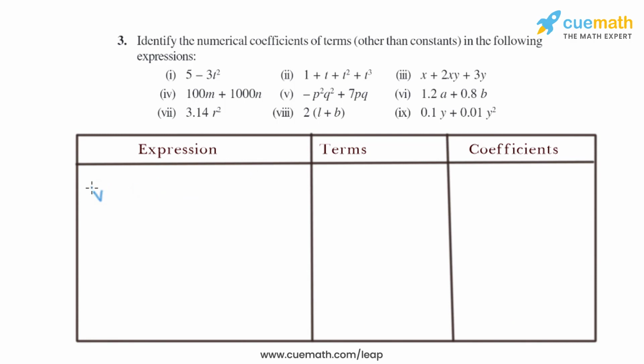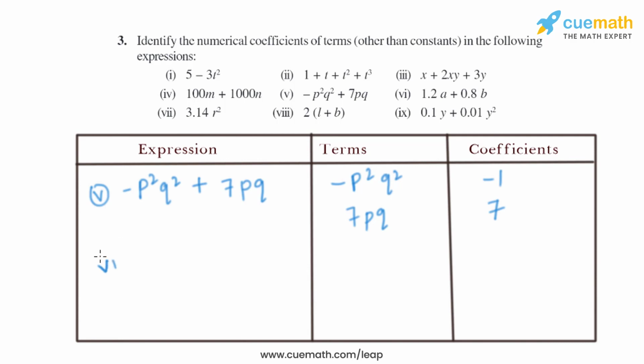The expression that is given in the fifth part is minus p square q square plus 7pq. So the terms are minus p square q square and 7pq. So p and q are variables. So the coefficient of minus p square q square will be minus 1, as minus 1 is multiplied by p square q square. Similarly in 7pq, p and q are variables, so we are multiplying with 7. So 7 is the coefficient of that as 7 is a constant term. Now let's move on to the sixth part.